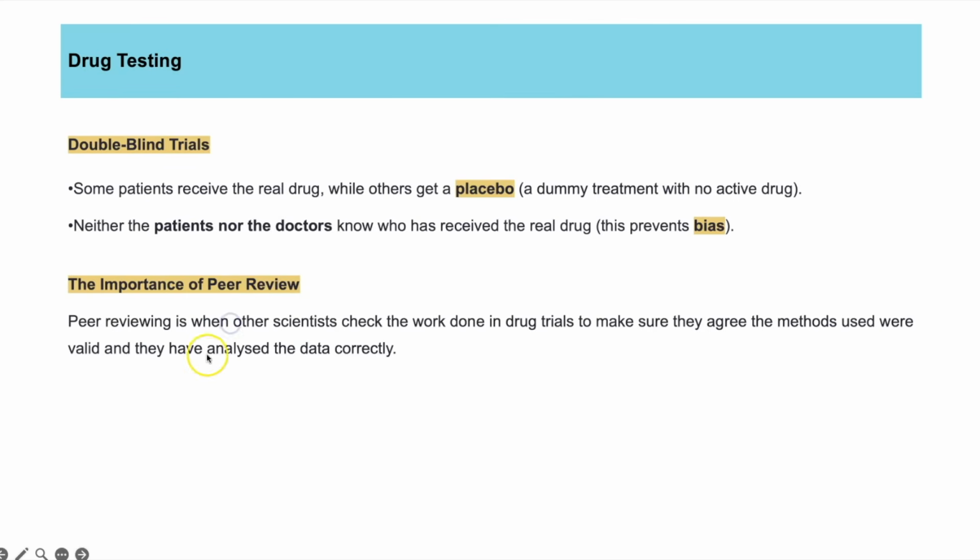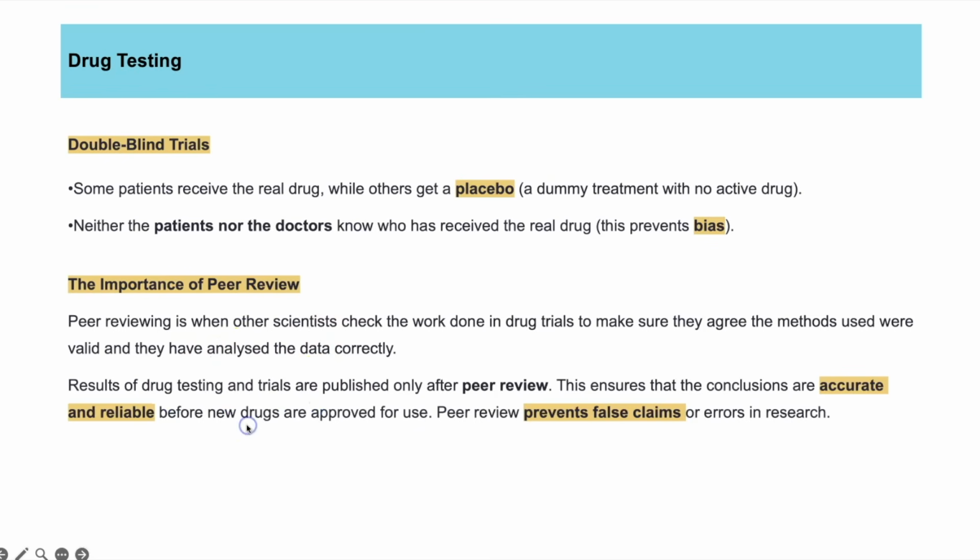Now, as well as these double blinds to try and make sure that we've got really accurate information, there's also something called peer review. And peer reviewing is once you've done all of these clinical trials and you've got all your information, and you might come to a conclusion as to whether the drug is effective or not, you also have to have other scientists check the work to make sure that they agree the method that was used is valid and that they agree that the scientists have analysed the data correctly.